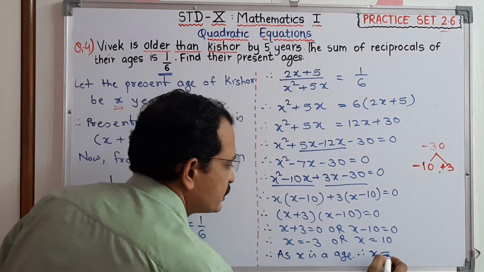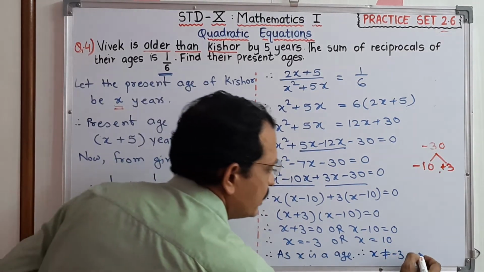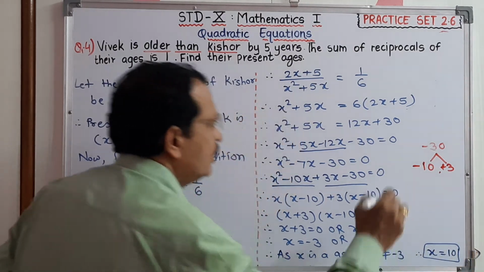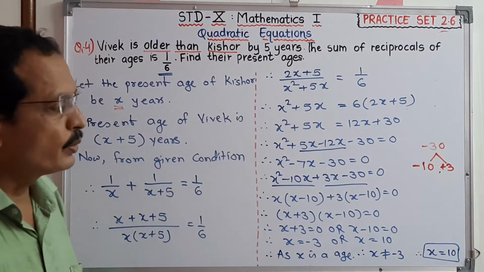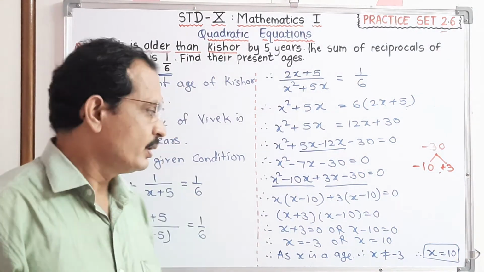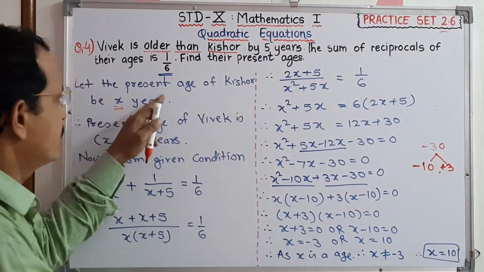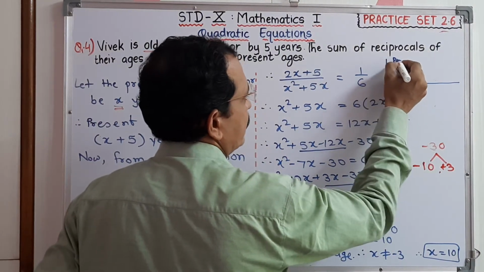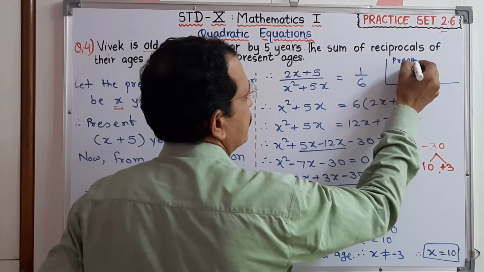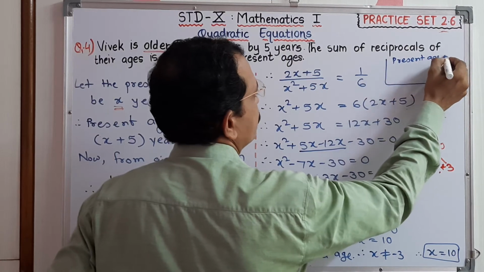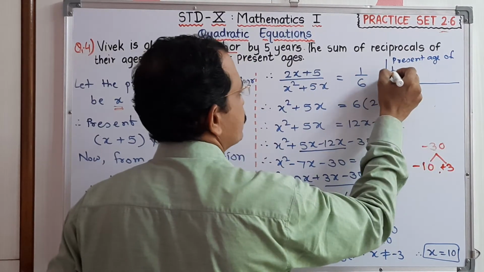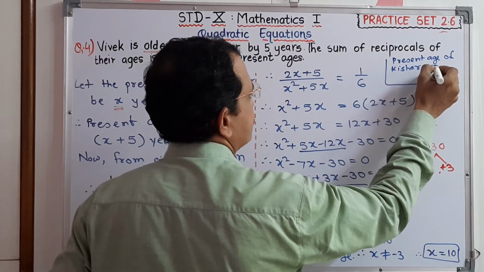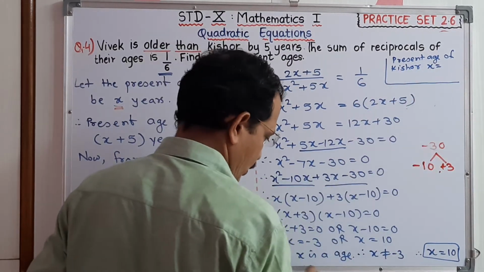Therefore x is not equal to minus 3. Therefore we got the answer x is equal to 10. Dear students, we have to find out the ages. Now we got x, that is, we have to write the final answer. Here we have to write the present age of Kishore is x is equal to how much is it?